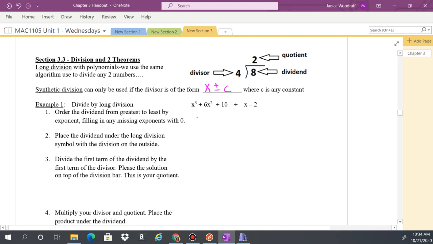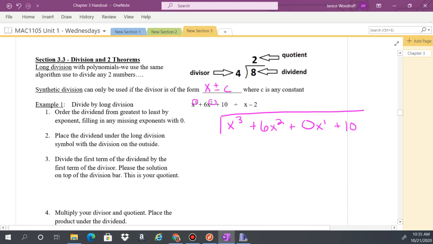So here we have x cubed plus 6x squared plus 10 divided by x minus 2. For long division, we're going to order the dividend from greatest to least by exponent, filling in any missing exponents with 0. So that means I want to go in descending order of exponents. I've got an x cubed, I have a plus 6x squared, I am missing an x to the first, so I'm going to fill that in with a 0x to the first. And then I have a plus 10 as my constant. Okay, that's going to go in my division house as my dividend.